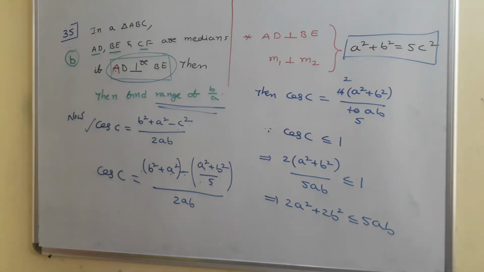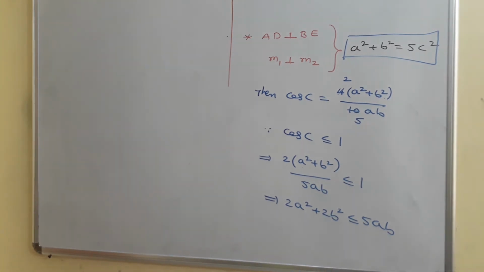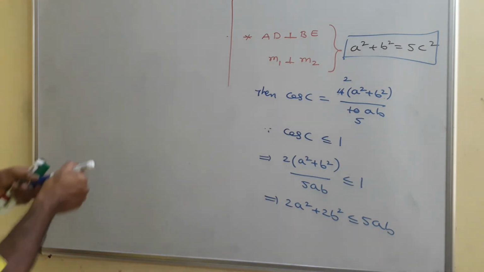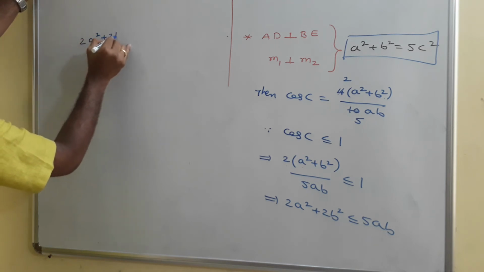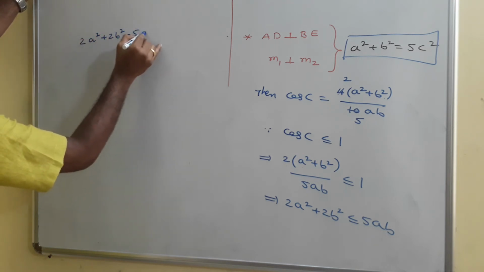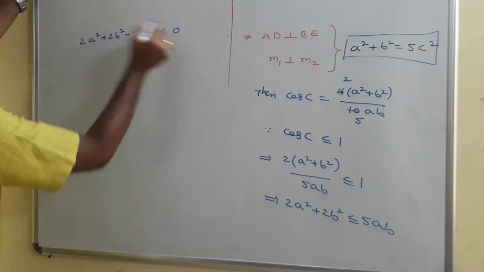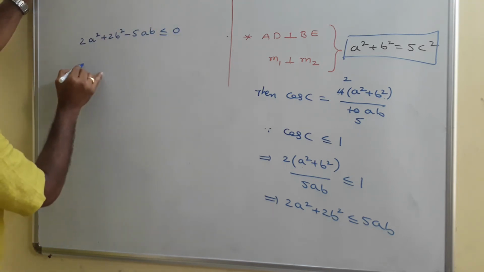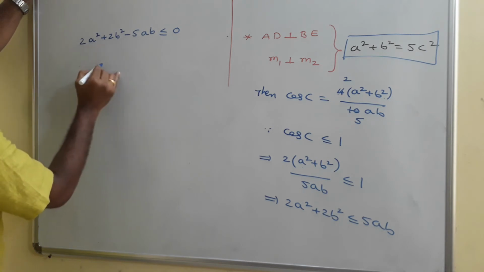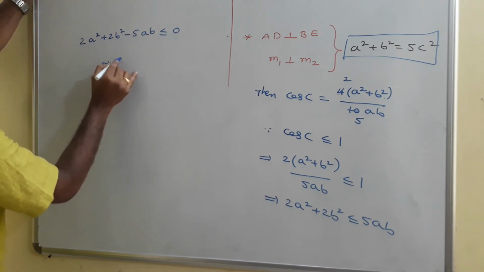Okay, I need to find the range of b by a, so just observe it and then I will erase it for the space concern and then I will solve. Just look at the board. What we have? That relation 2a square plus 2b square minus 5ab is less than or equal to 0. You just divide everything with a square.